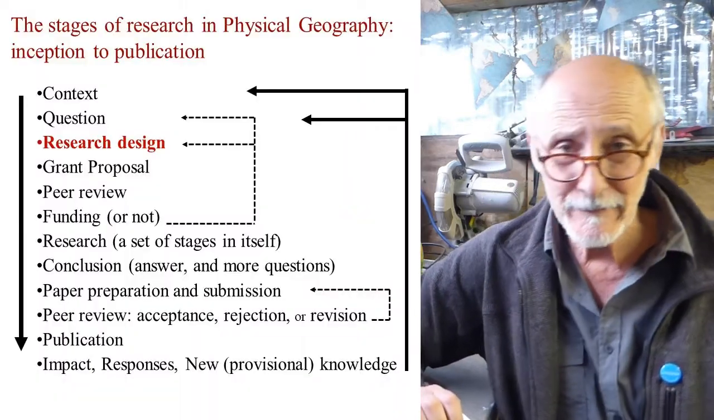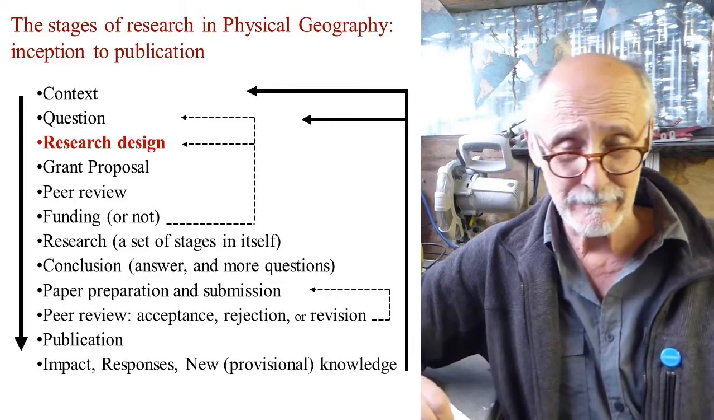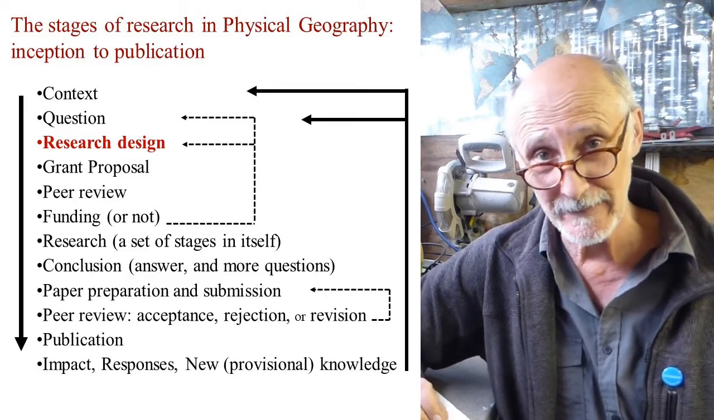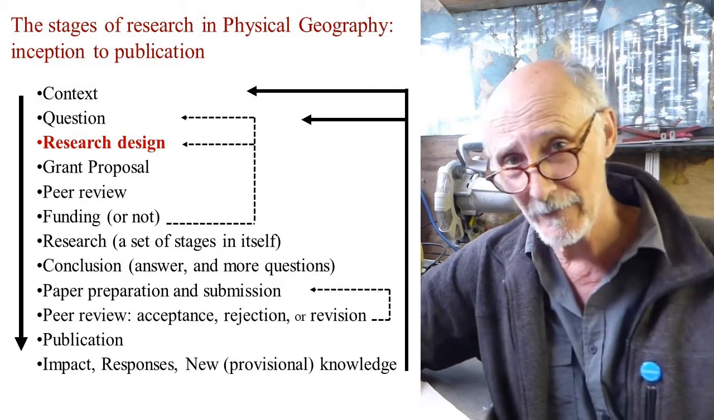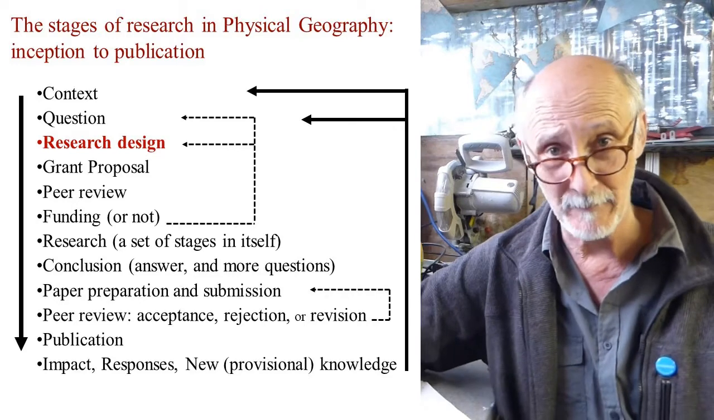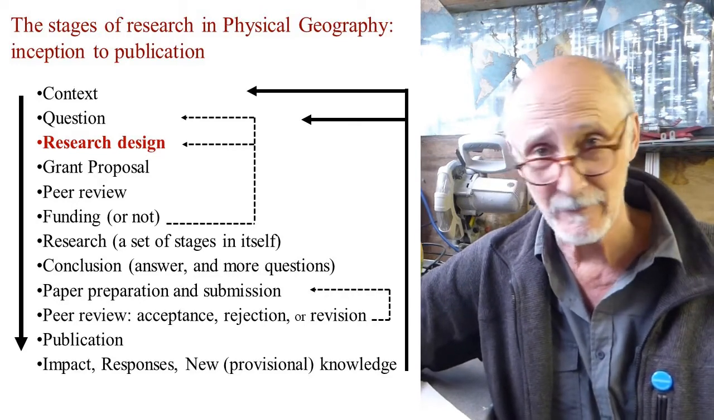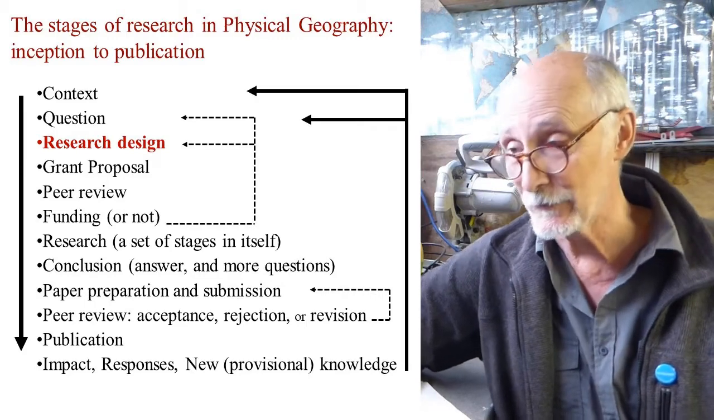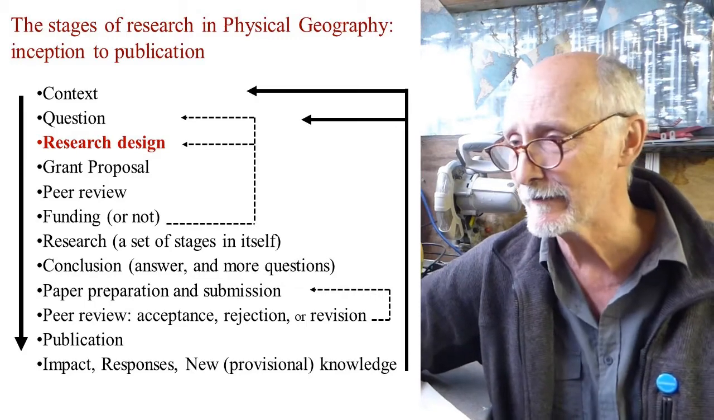So to begin with, let's just think about the broad context of the stages that research in physical geography goes through, from having the first idea of something you want to find out, right the way through to getting a paper published and having your results out there impacting the research world, impacting the real world in terms of applied physical geography knowledge. So how does that work? What stages do we go through?